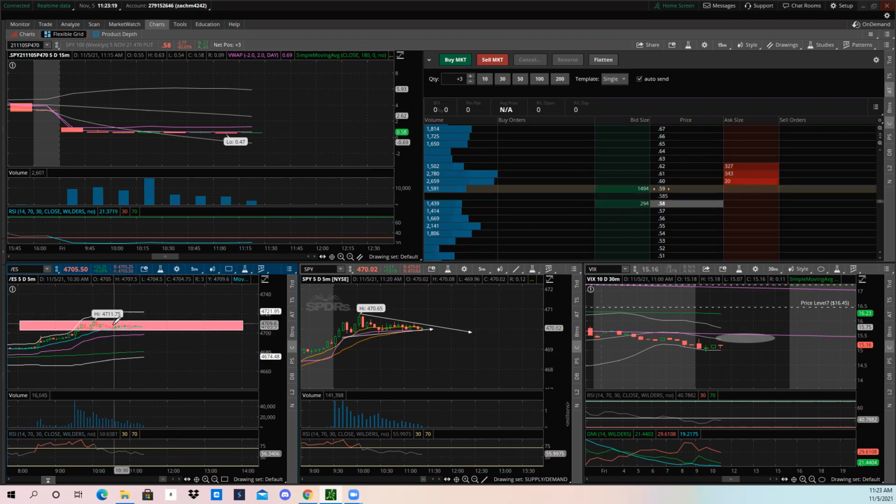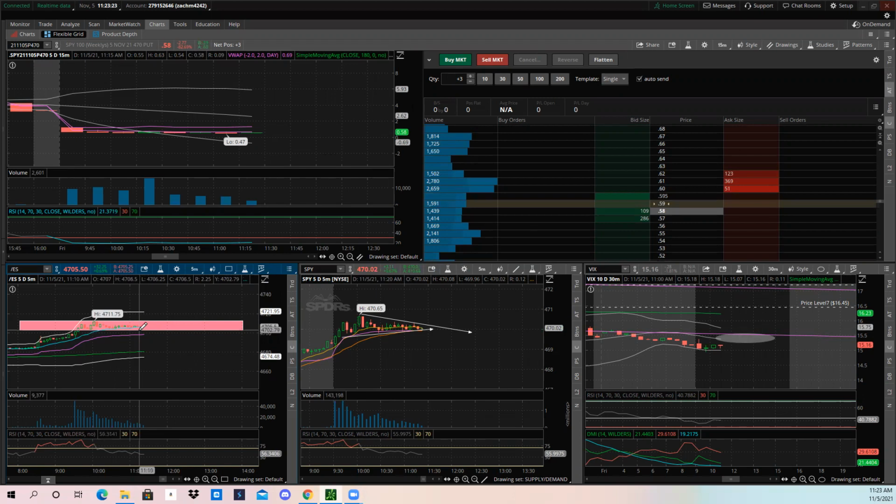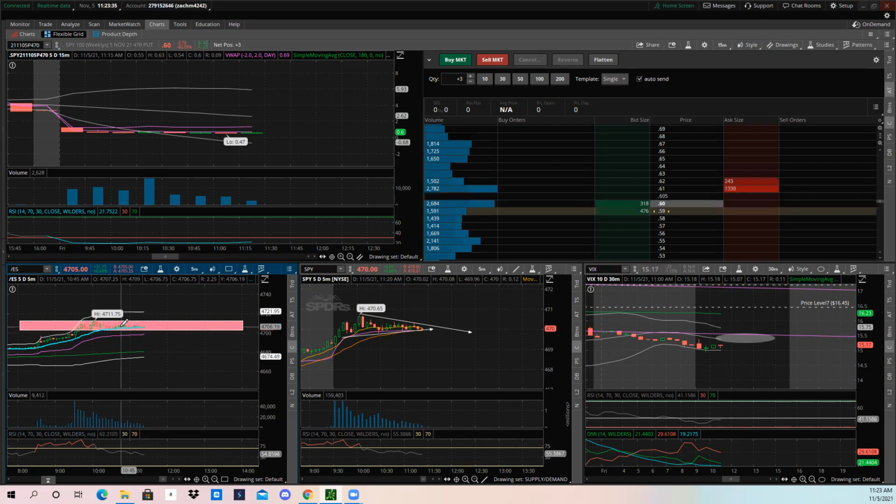So down here on the bottom left, we have /ES. That's the S&P futures. I have that charted up, and we're looking at the 5-minute time frame. And this red thing right here is basically my supply zone right now. The market is basically in a balance right now, and they are agreeing on the current price of the S&P futures. So that's why we're consolidating.